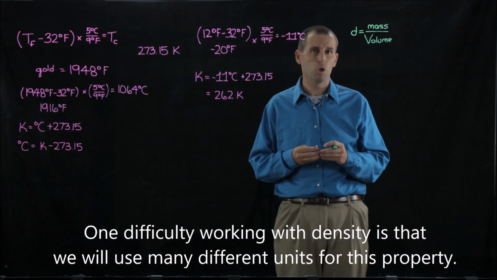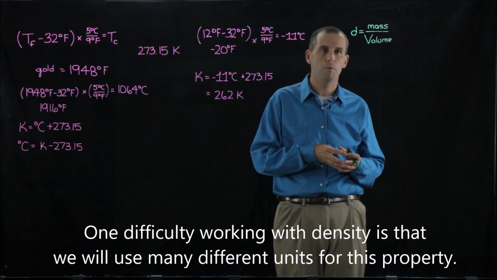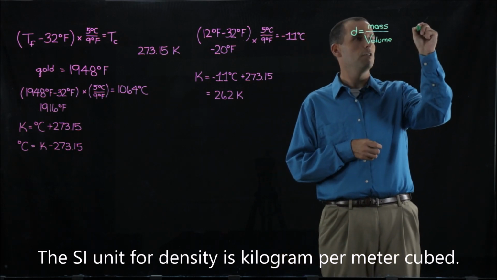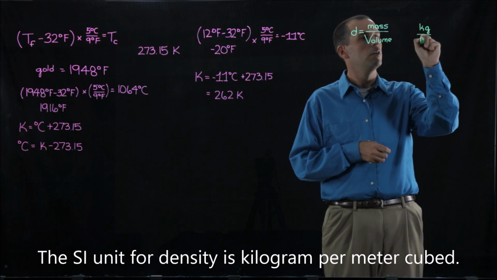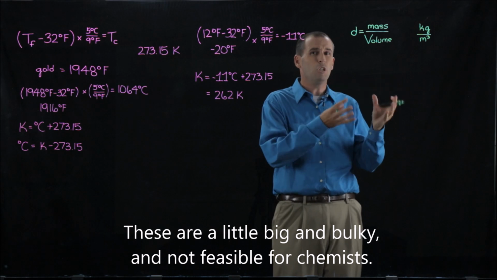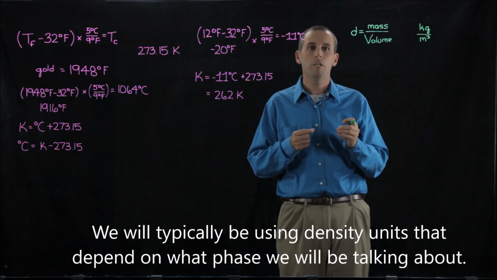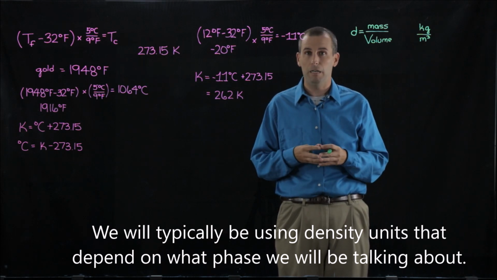One difficulty working with density is that we will use many different units for this property. The SI unit for density is kilogram per meter cubed. These are a little big and bulky and not feasible for chemists. We will typically use density units that depend on what phase we will be talking about.